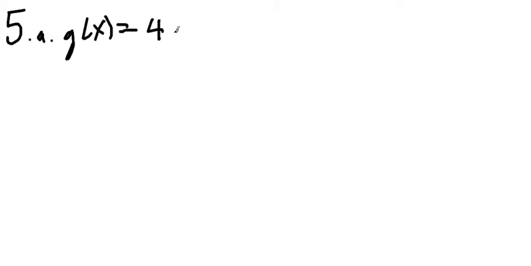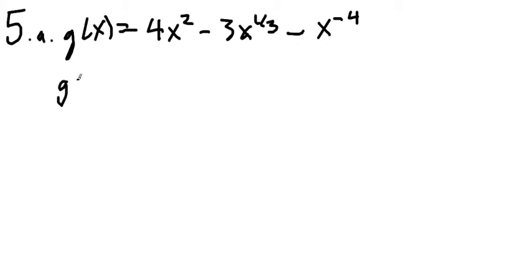Okay, so now we are on to number 5, which is just differentiating some functions. 5a says to us, let's differentiate g of x equal to 4x squared minus 3x to the 1/3 power minus x to the minus 4 power. So this is just the power rule, and also using the fact that for derivatives of constant multiples, you can leave the constant alone, and for derivatives of sums and differences, you can just differentiate each term.